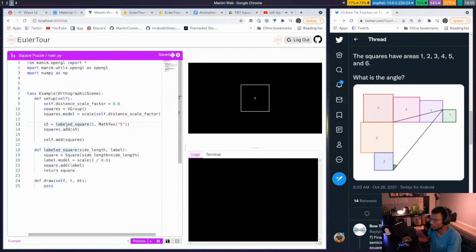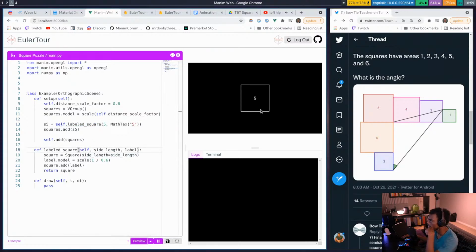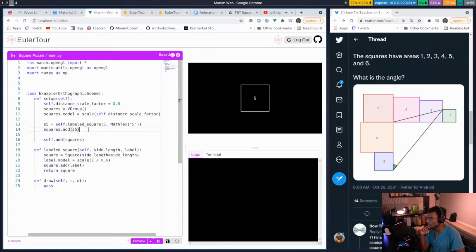And this should be self dot five in math tex 5. Let's write that properly. Okay. So as for how to translate this, let me add in S6.